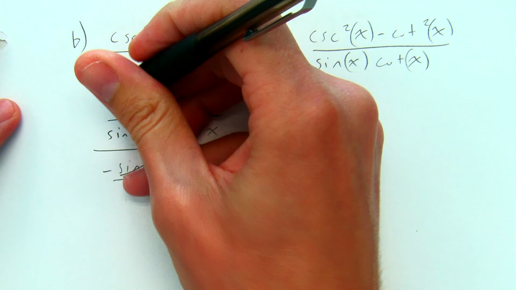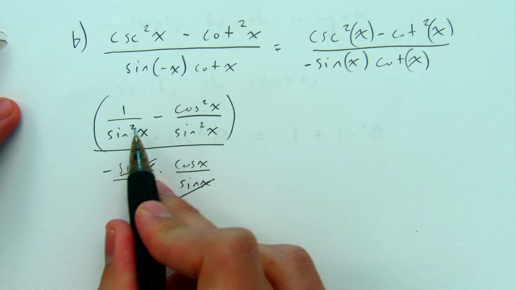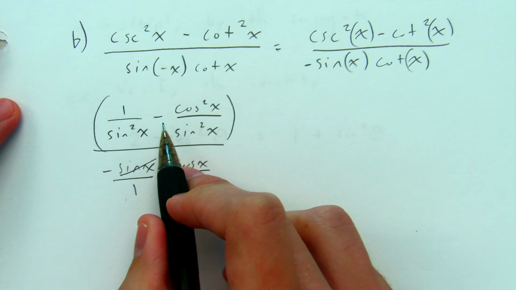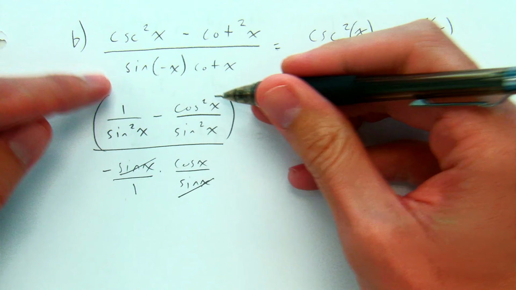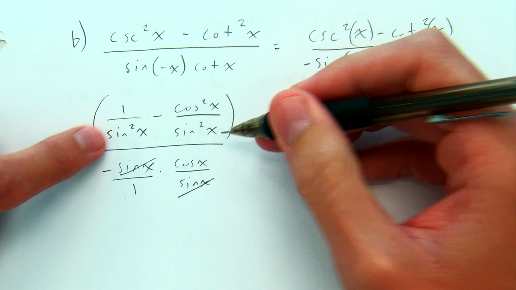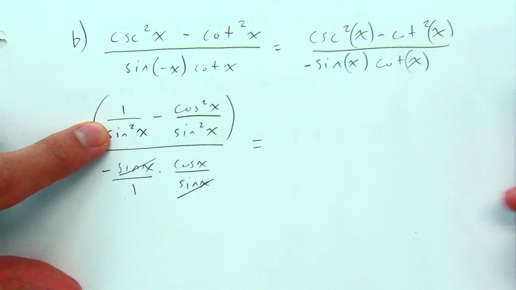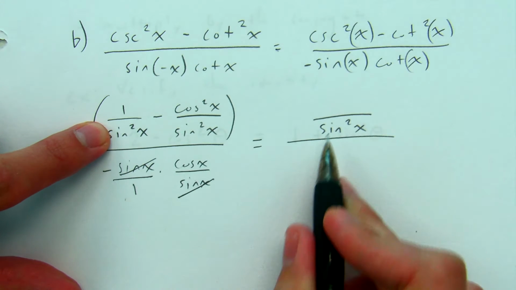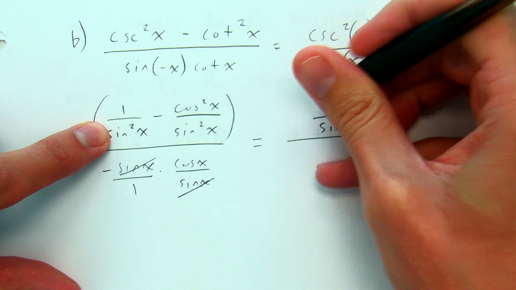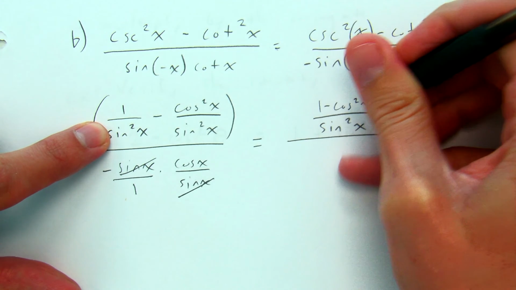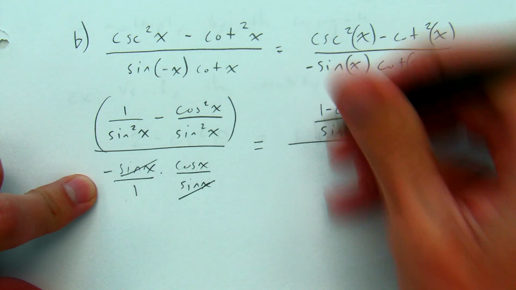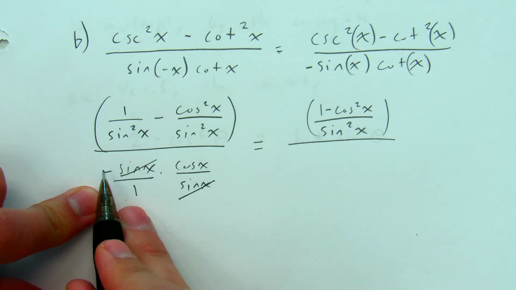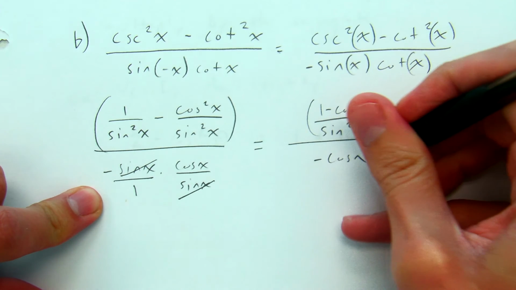On the numerator, any ideas what I can do to simplify these two terms that are being subtracted from each other? If I want to subtract fractions, I have to have a common denominator. And look, I already do. Sine squared is my common denominator. And on the numerator, I've got 1 minus cosine squared x. So there's my rewritten numerator. And down here, the signs canceled, and my rewritten denominator is negative cosine x.